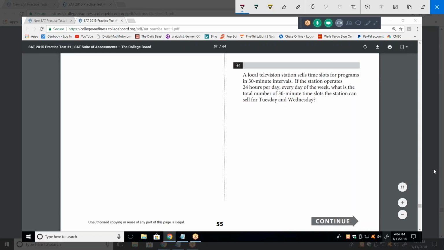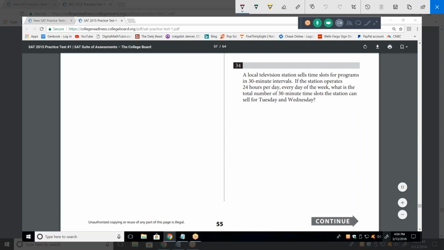30-minute time slot station can sell for Tuesday and Wednesday. Would it be 720? Wait, no. Well, let's start with a simple one. How many can they sell in one day? How many 30-minute intervals are in a 24-hour day? How many hour intervals are in a 24-hour day? 24. So how many 30-minute intervals are there?